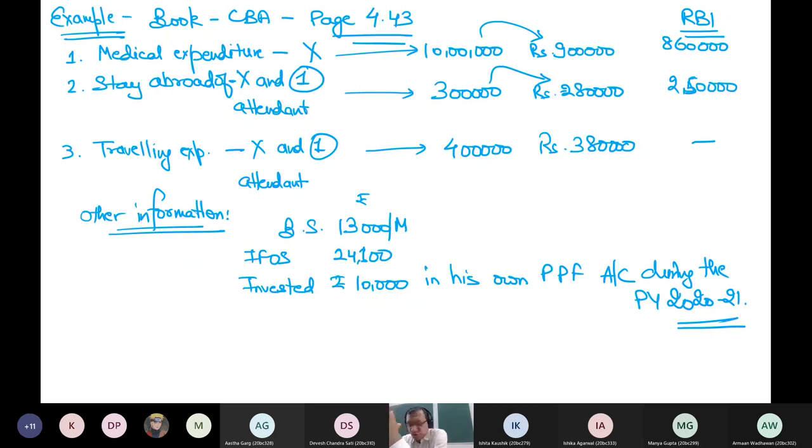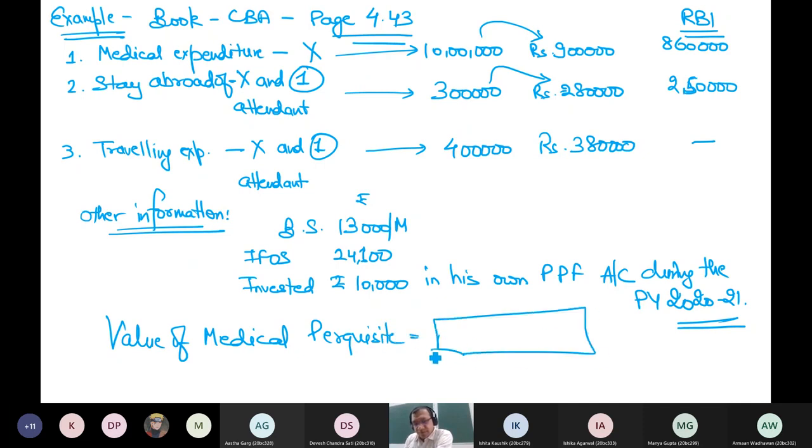Let us solve this question. The question says you simply tell us the value of the medical perquisite. That's it. You simply tell the medical facility which is taxable, the value of the medical perquisite. This value we need to tell. So let us discuss on the next page.